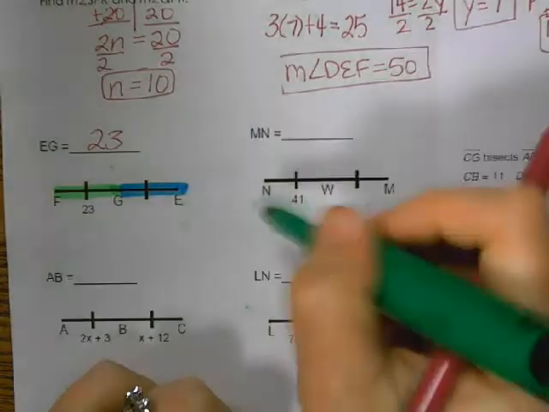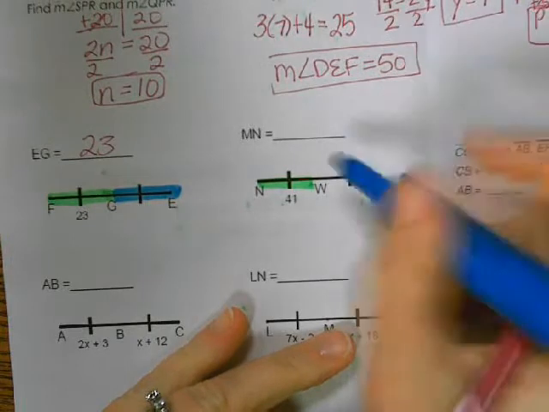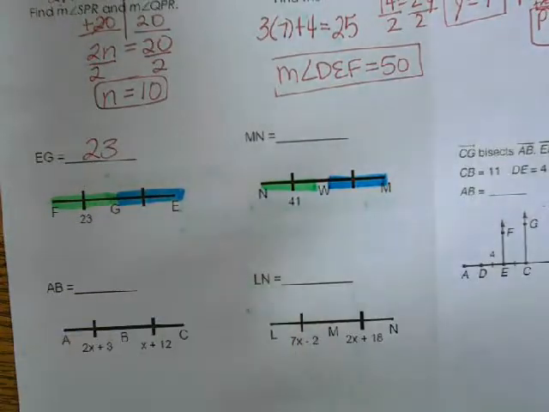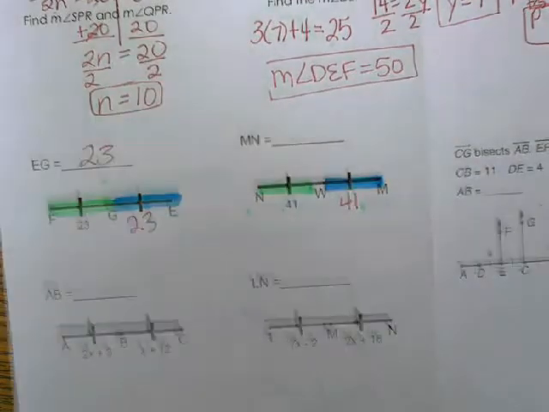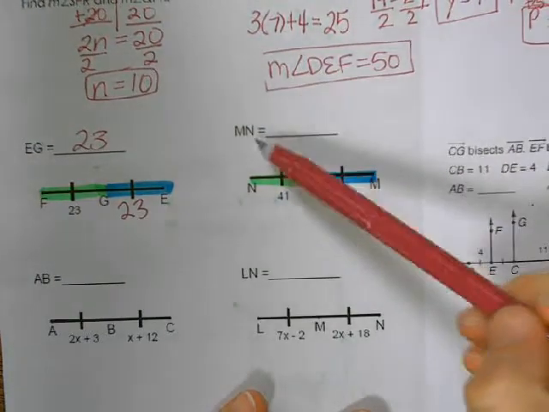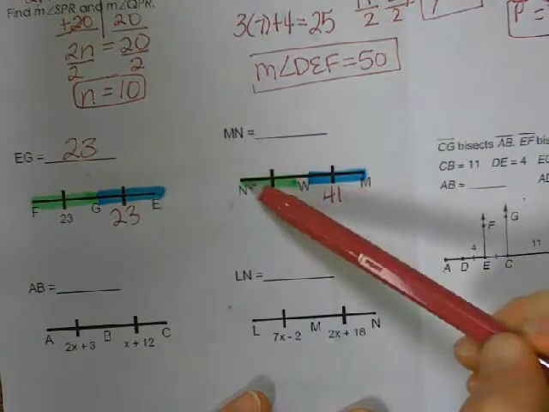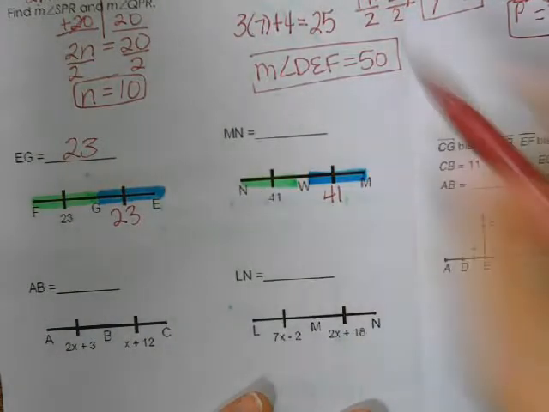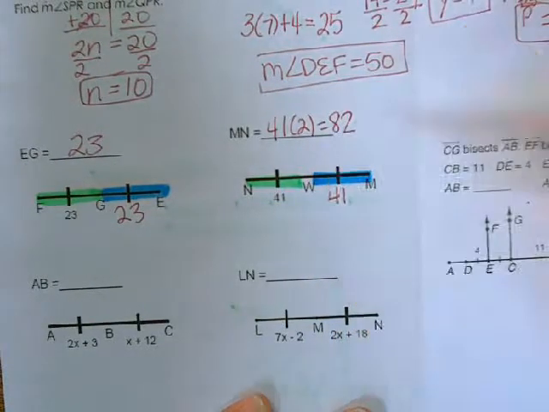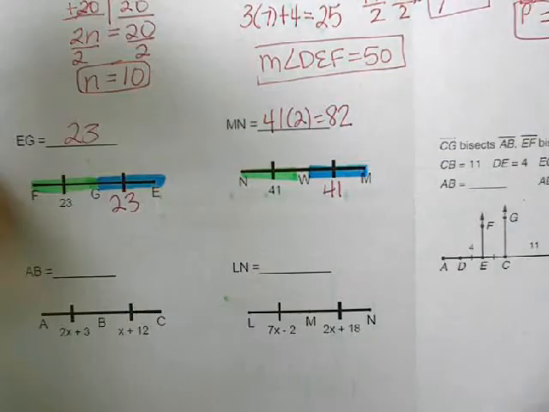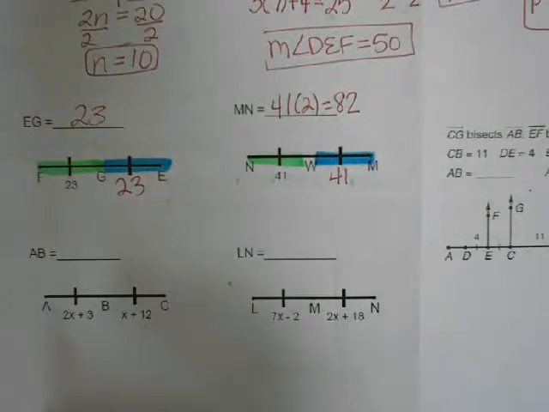Alright, so NW is 41. So then the other segment, WM, is also going to be 41. Let's pay attention to what the question's asking here. It's asking for MN. That's from the blue part all the way across the green part. So it's the whole thing. So it's 41 times 2, or 82. Okay, down here, they want you to find AB.